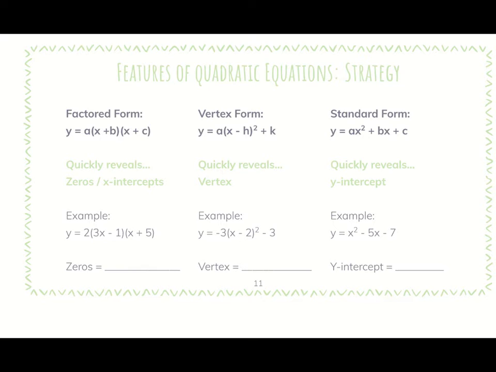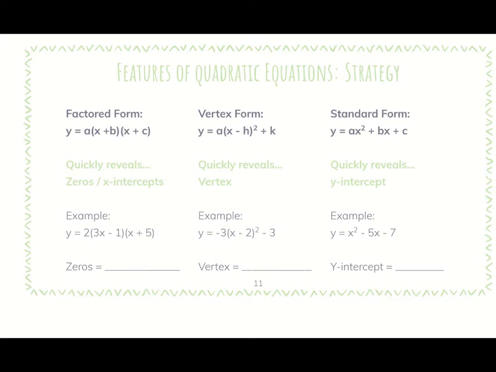Factored form quickly is able to reveal the zeros, the x-intercepts. Vertex form quickly reveals the vertex. And standard form quickly reveals the y-intercept. Now, can you find all of these things from each of these forms? Absolutely. But these are what information is readily available. So looking at an example of each of these, how do we find this quick reveal from each of these forms? So factored form quickly tells us the zeros.